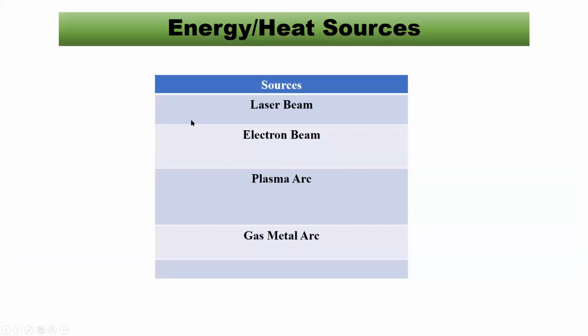The prime importance for additive manufacturing is the heat source or the energy source, and this could be anything like laser, electron beam, plasma arc, gas metal arc. These are some of the sources that are very much used for additive manufacturing, and among these, the laser beam is the most widely used one.